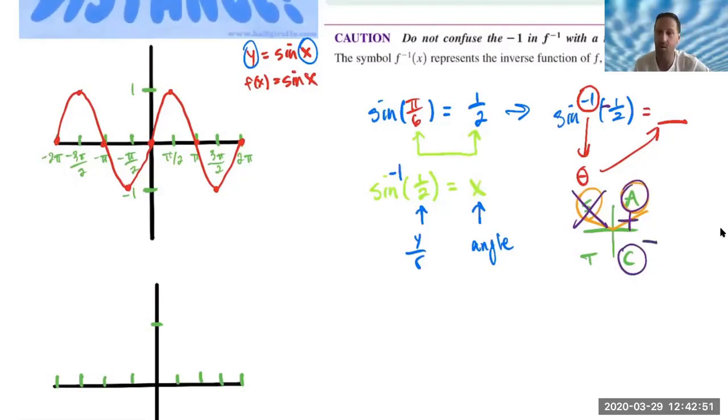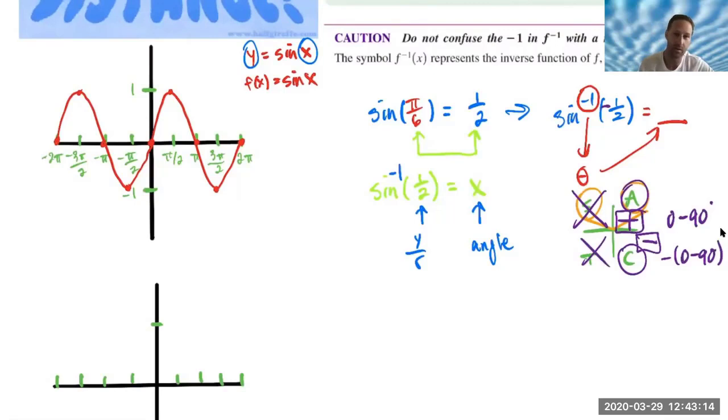Because everything in quadrant 1 we know is acute, 0 to 90 degrees. And everything in quadrant 4 is also acute, but negative, 0 to 90 degrees. So in this case, it really helps us to stay in quadrants 1 and 4 and not 2 and 3.